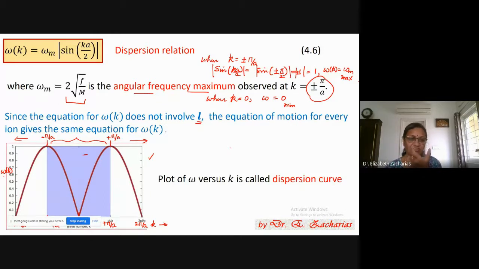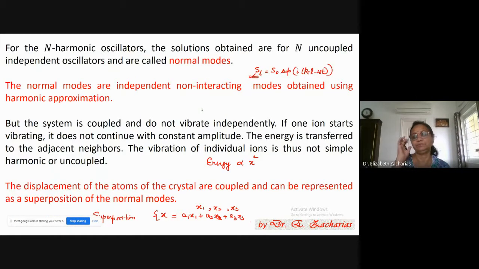So just by confining ourselves to minus pi by a to plus pi by a, you can actually study all the modes. When I say modes, I'm talking of all the unique omegas possible. If I'm talking of unique omegas, I'm also going to talk about the unique K values possible. And this region, minus pi by a to plus pi by a, is called the first Brillouin zone.